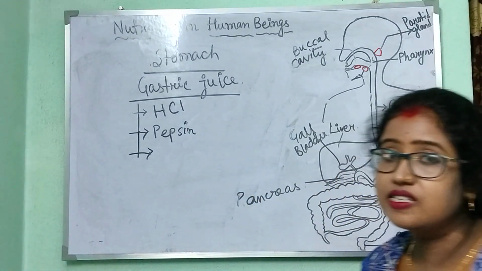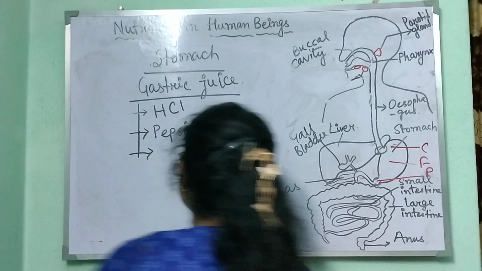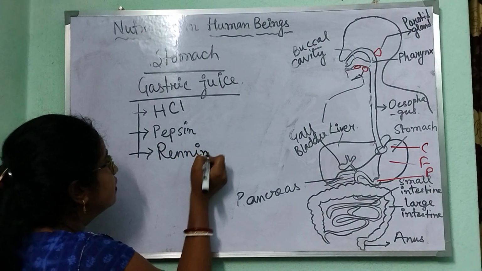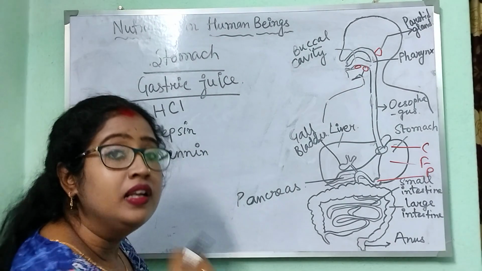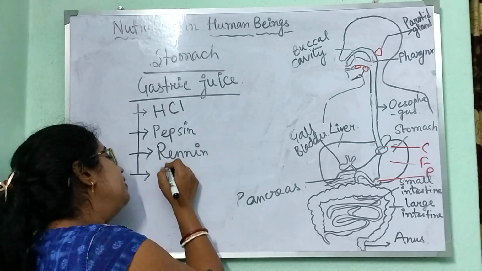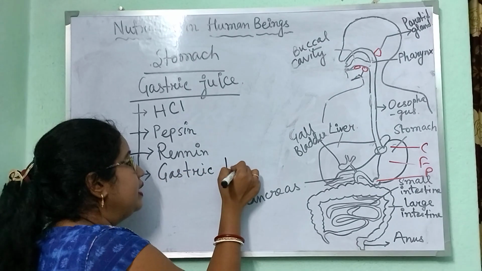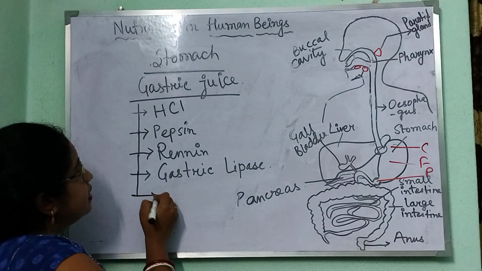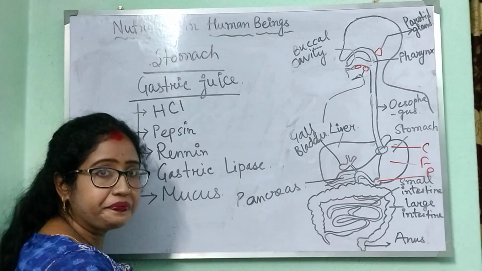Then it has the milk protein digesting enzyme, that is known as renin. Then it has some lipid digesting enzyme, that is known as gastric lipase, and lastly it has mucus in it.